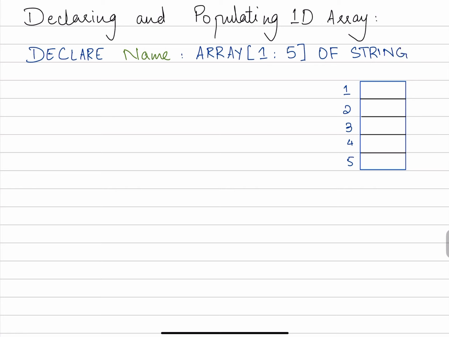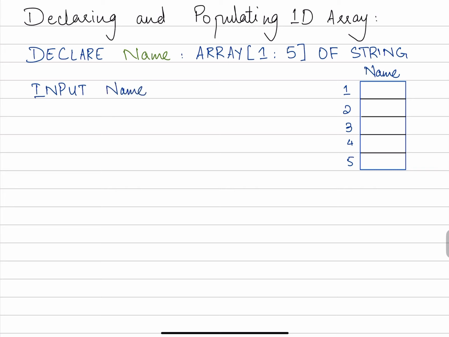Now, when you write this statement, you can assume that there's a building that has been made for 5 floors. And the name of the building in this case is name. Now, for most of the students, they think that if they want to store names in this building, they can just write INPUT name.